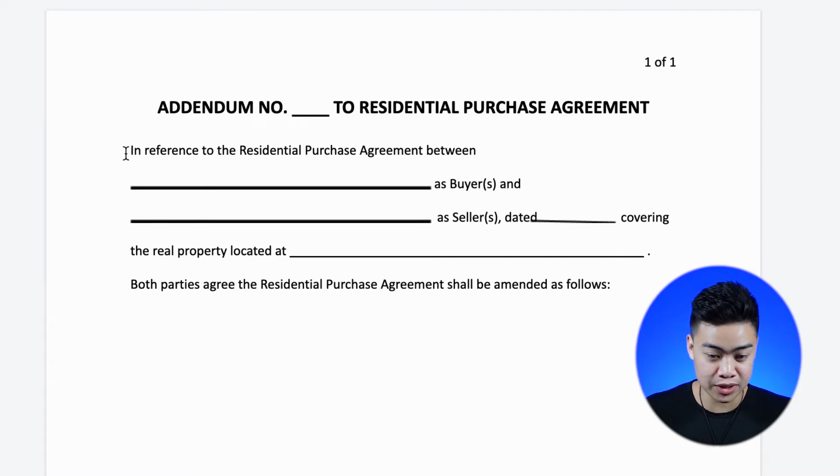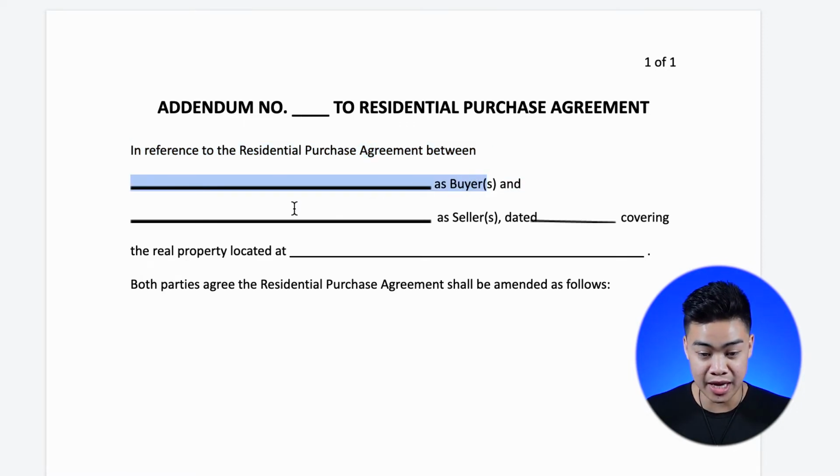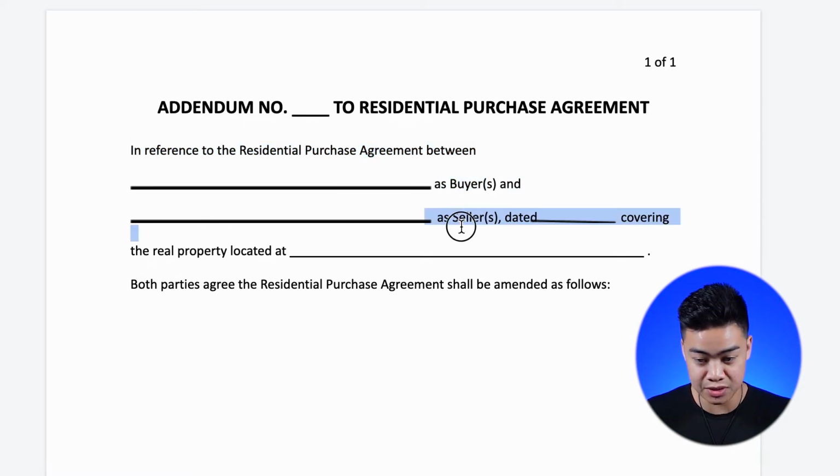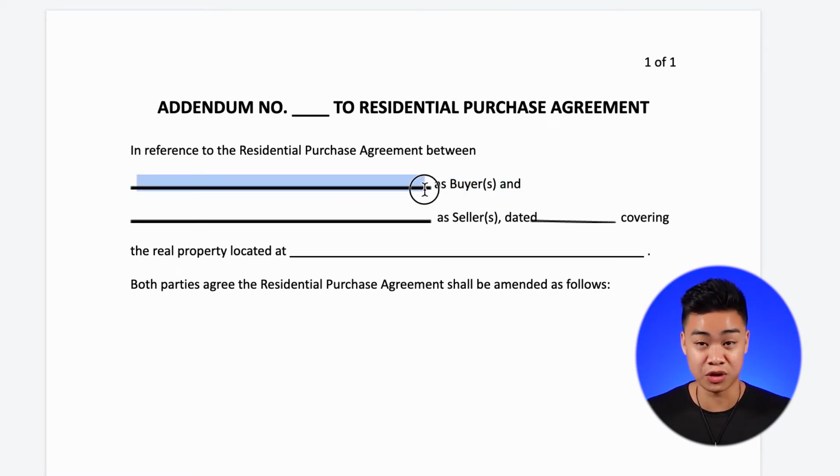But how it works is you read the first part: in reference to the residential purchase agreement between blank as buyers and blank as sellers, dated blank, covering the real property located at blank. So what you do here, it might be pretty obvious, but you enter the buyer's name right here. So you enter your name right here.